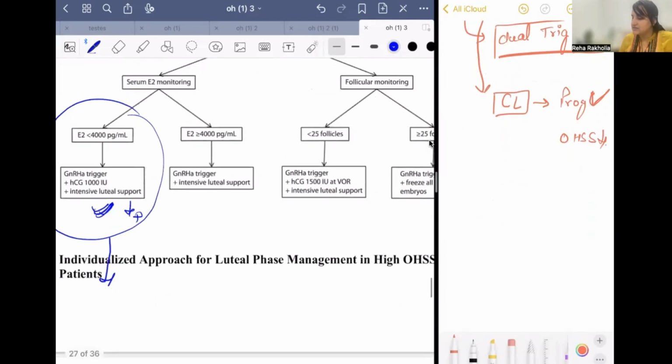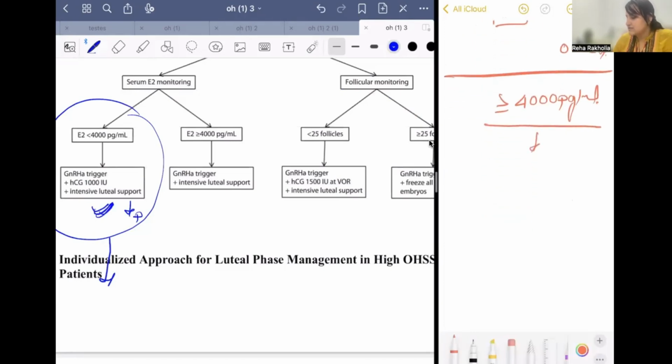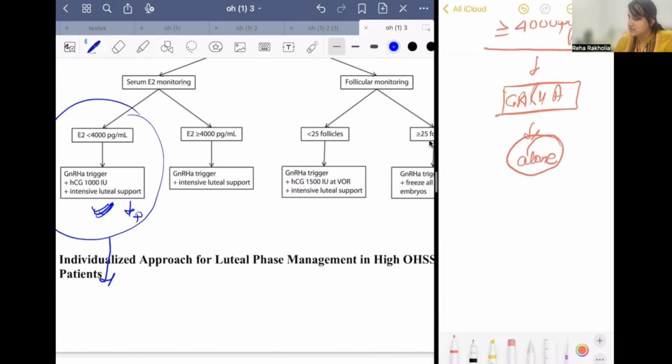Now we'll talk about patients with serum estradiol level more than or equal to 4,000 picogram per ml. For patients with high estradiol level, GnRH agonist trigger is usually used alone. This is sufficient to maintain adequate luteal function. We'll use GnRH agonist with intensive luteal phase support.